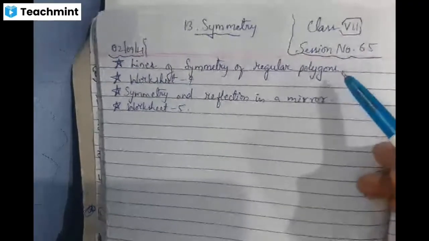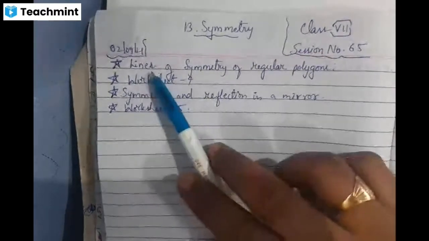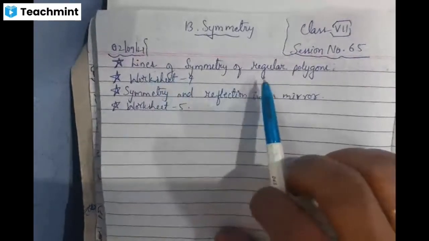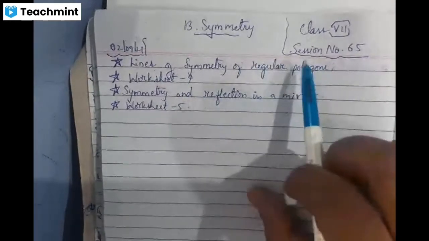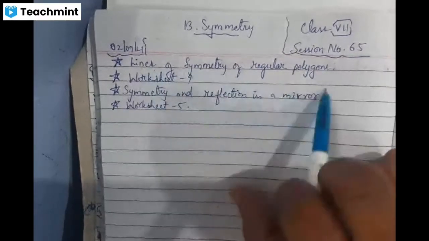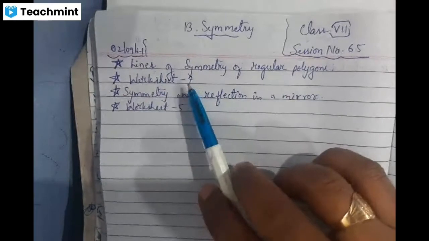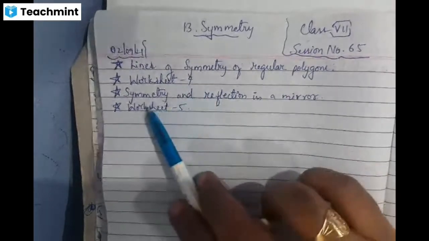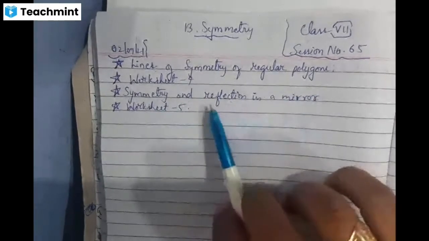Children, in this session number 65, we are going to discuss topics like lines of symmetry of regular polygons. We are going to know what regular polygons are and the lines of symmetry for regular polygons. And also we are going to solve the problems from worksheet number 4. And the next topic will be symmetry and reflection in a mirror.